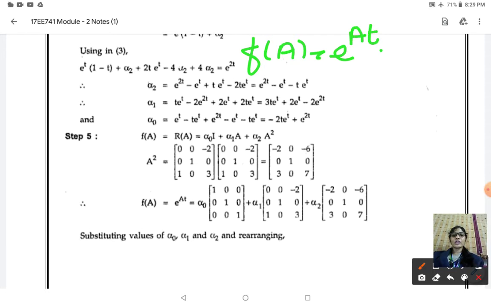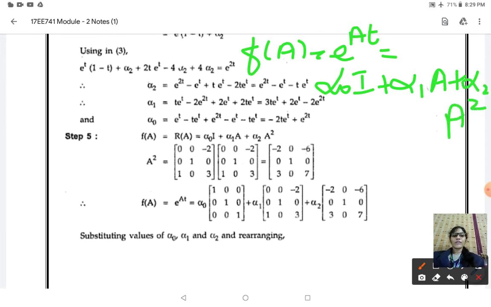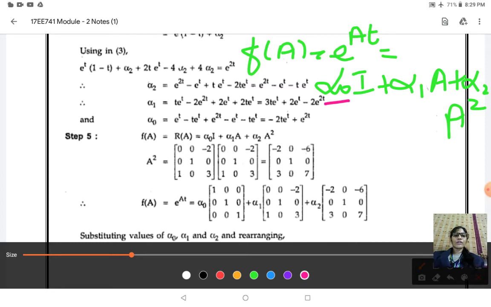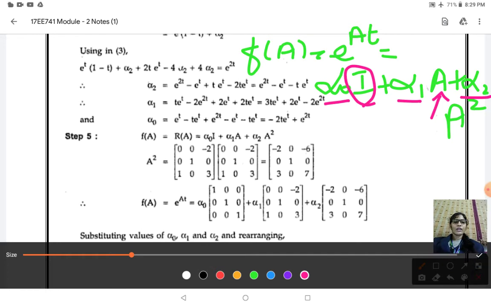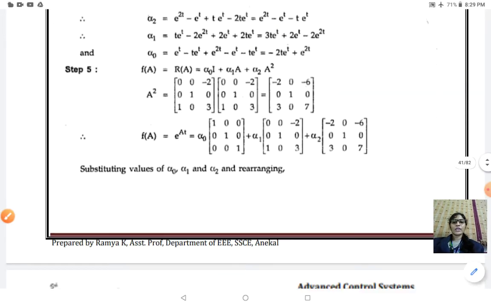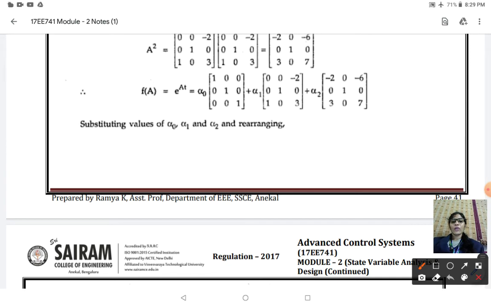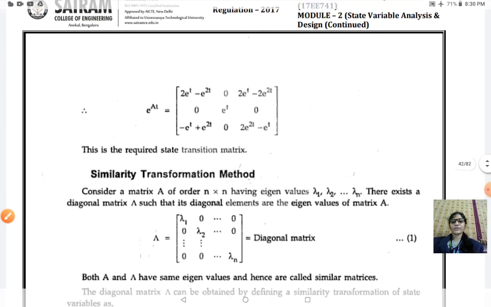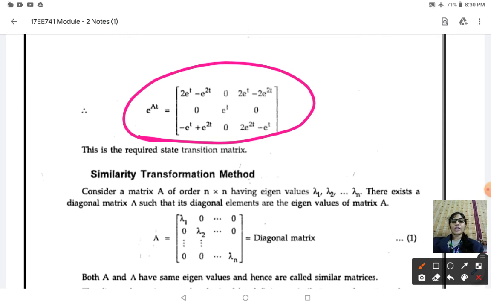After that, you have to find out your f of A, that is e to the power of At, which is equal to alpha naught I plus alpha 1 A plus alpha 2 A square, where alpha naught, alpha 1, alpha 2 are constants that we have obtained from the previous solution. I is your identity matrix. A is your square matrix given in the problem. So after substituting, you will get f of A is equal to so and so matrix. This is the final answer of obtaining your state transition matrix by using the Cayley-Hamilton method.